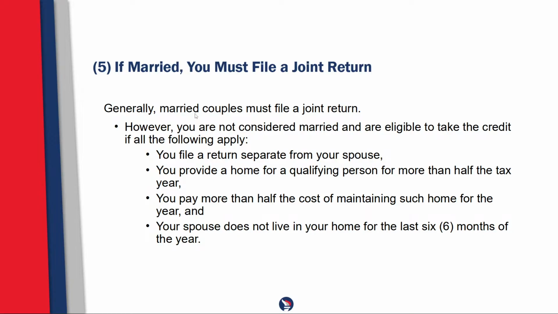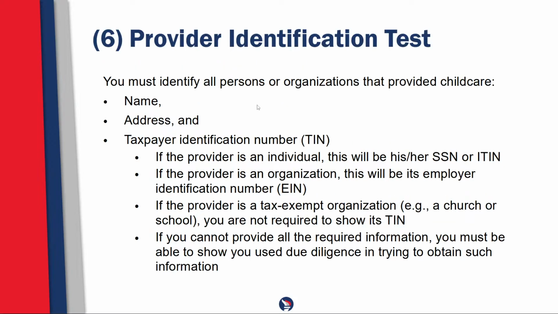Married generally must file a joint return, so married filing separately need not apply. Of course, head of household, considered unmarried, does work here. You must identify all persons and organizations that provided the child care by name, address, and tax identification number, whether it's a Social Security number, individual tax identification number, or employer identification number. Any of those are tax identification numbers. Any of those can work.